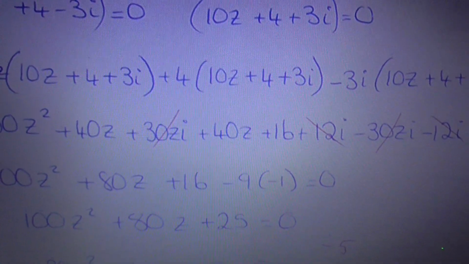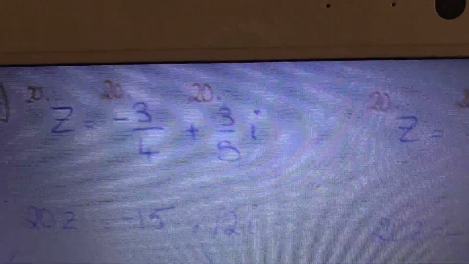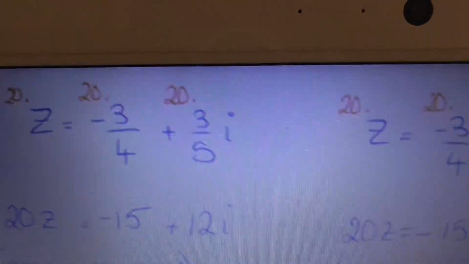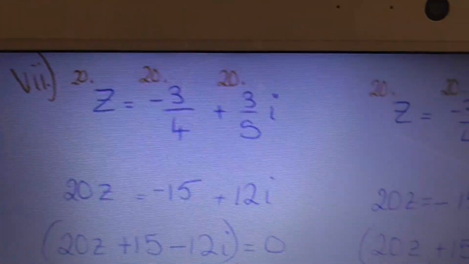Part 7 of question 12. Same thing again. Okay, there were the roots. So again, I'm getting rid of the fractions. The lowest common multiple there is 20. The lowest common multiple between 4 and 5 is 20. So I'm multiplying across by 20.